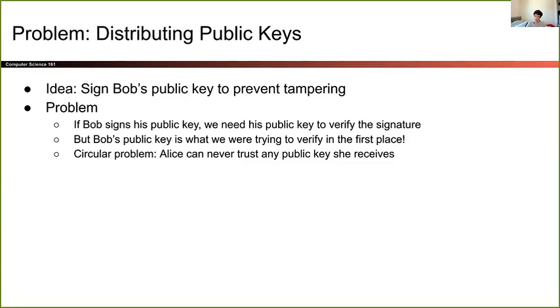Otherwise, Mallory can just generate her own signature using her own private key, sign her public key, and now Alice receives this public key and says, I have no way of verifying the signature. I can see that the key signed itself, but that doesn't really help me to trust that key.